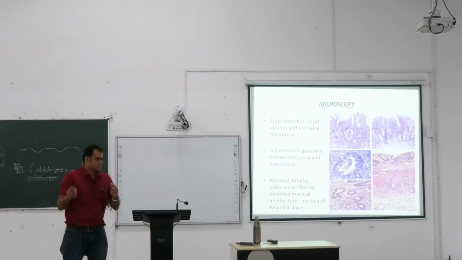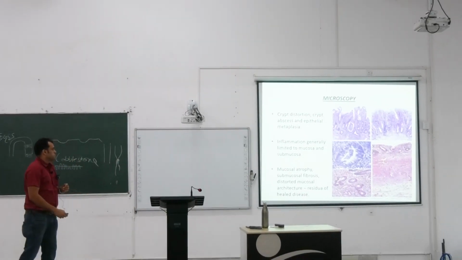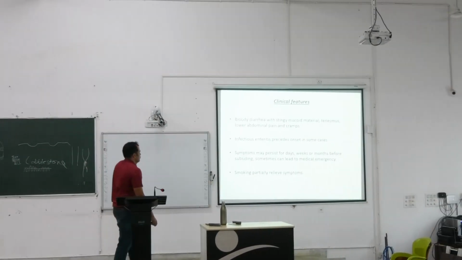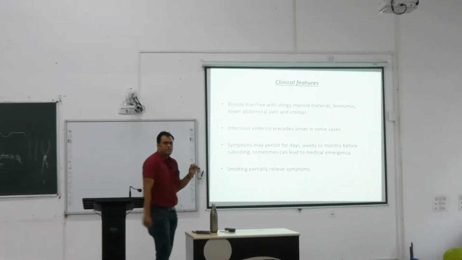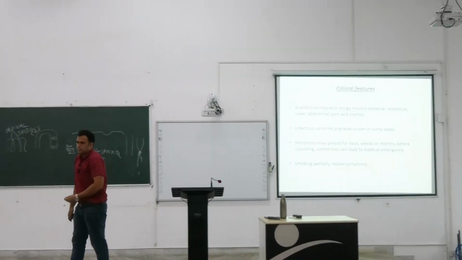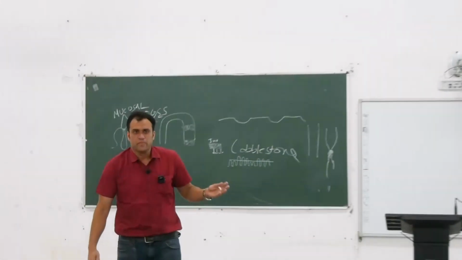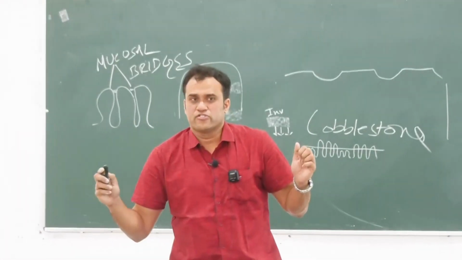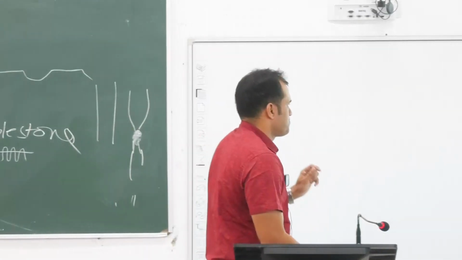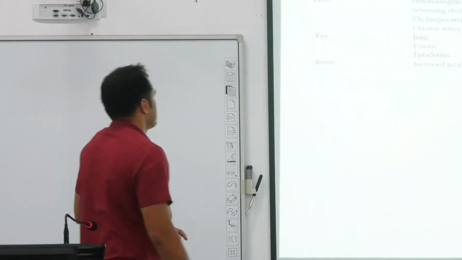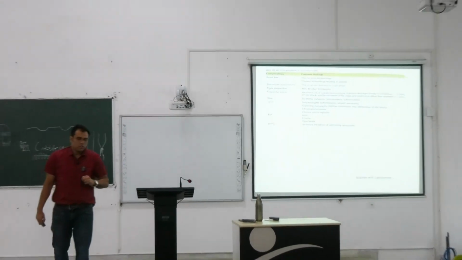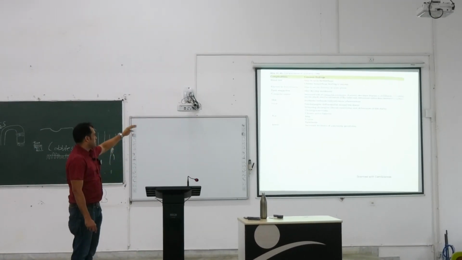Just remember this point. So the clinical features are more or less similar to Crohn's disease: bloody diarrhea, abdominal pain, fever, vomiting, etc. These are quite similar to ulcerative colitis and quite similar to Crohn's disease. Okay. Smoking is virtually similar. So again the complications, these are expected from both. So these are the various complications.